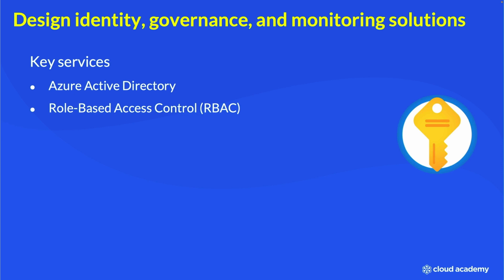Role-based access control, or RBAC, deals with authorization. So in other words, once someone has logged in and you know that it's the right person who's logged in, then you need to know what they're able to do. What permissions do they have? Then there's Azure Monitor, which can monitor virtually anything in your Azure infrastructure. Azure Network Watcher is a suite of tools to help you diagnose issues with networks.